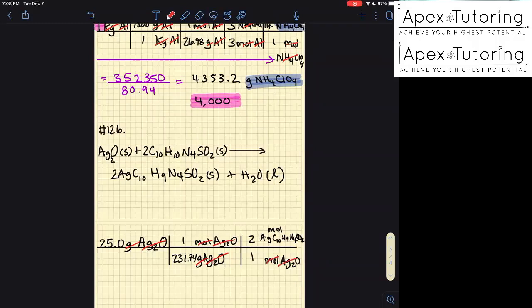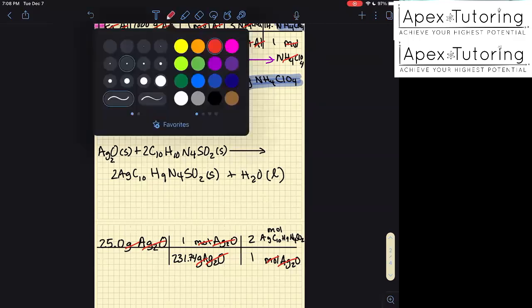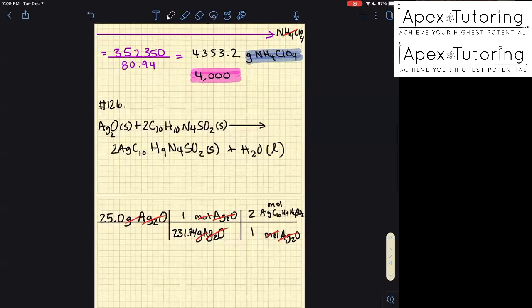Then what? Oh, wait, what did they ask for? Did they ask for mass? Yes, mass. Okay. So turn it back to grams. What units go on bottom? The moles of the AgC10H9N4SO2. And what units go on top? Grams of AgC10H9N4SO2.